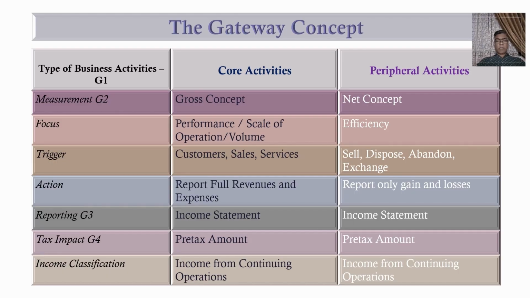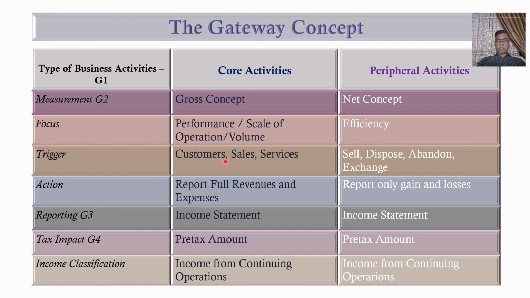The gateway concept table. Remember, every transaction must pass through all four gates in order. No shortcuts, no jumping. If you look at the table, it shows gate 1, gate 2, gate 3, gate 4 and more. Gate 1 deals with the classification we already know. Core activities, peripheral activities. Measurement, gross concept, net concept. Focus, measurement, focus. What is the objective of the measurement? Performance. What is the objective of peripheral activities measurement? Efficiency.